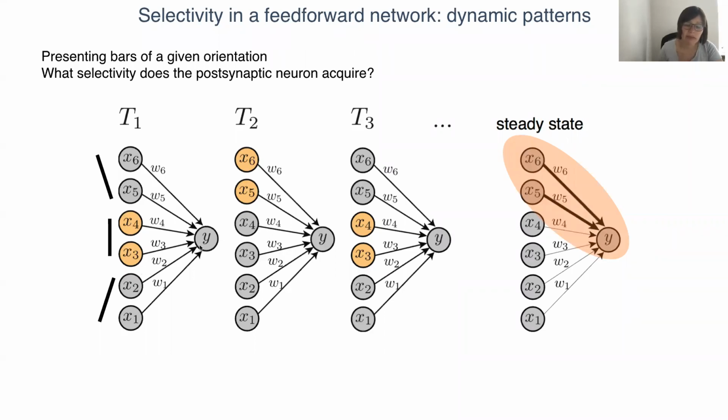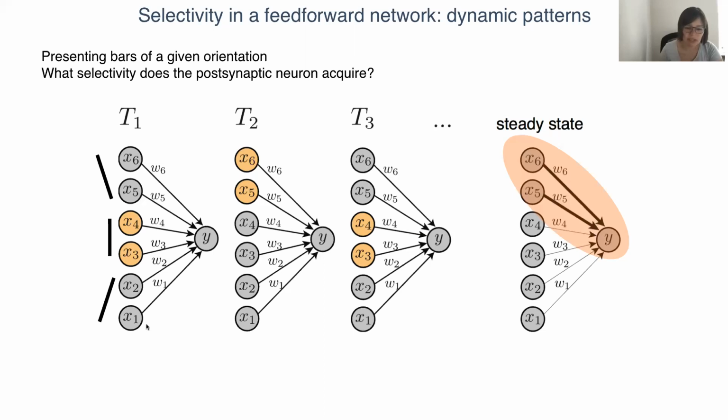And we know that early in development, they're not. So somehow there's some input. If you show different input patterns that contain signatures of these orientation selective inputs, then the postsynaptic neuron in the cortex will become selective to one of these orientations. So here, let's say the postsynaptic neuron, apologies for the change in notation, here I use Y as the postsynaptic activity and X as the presynaptic inputs.